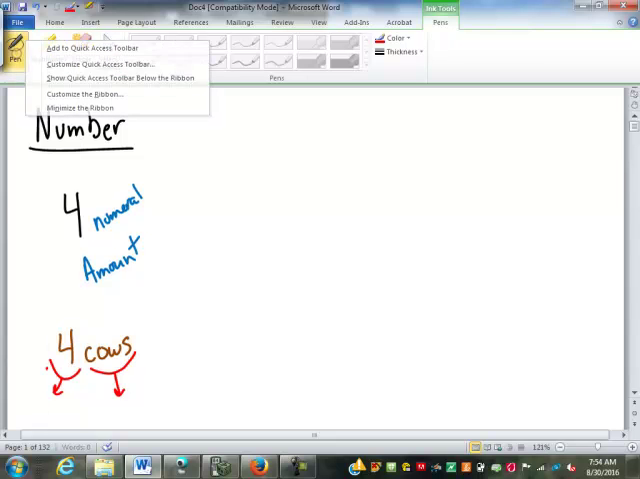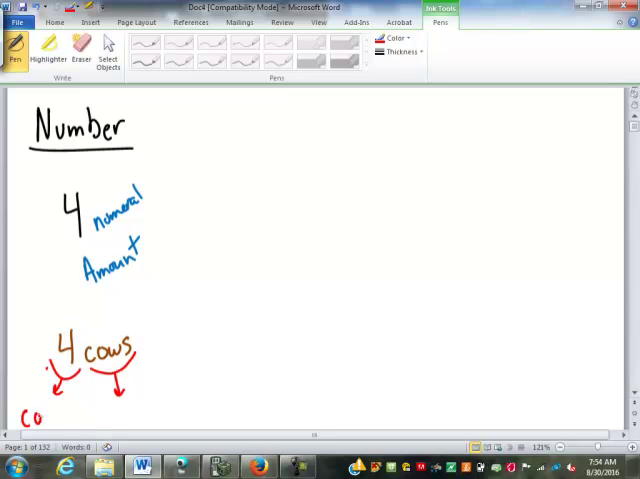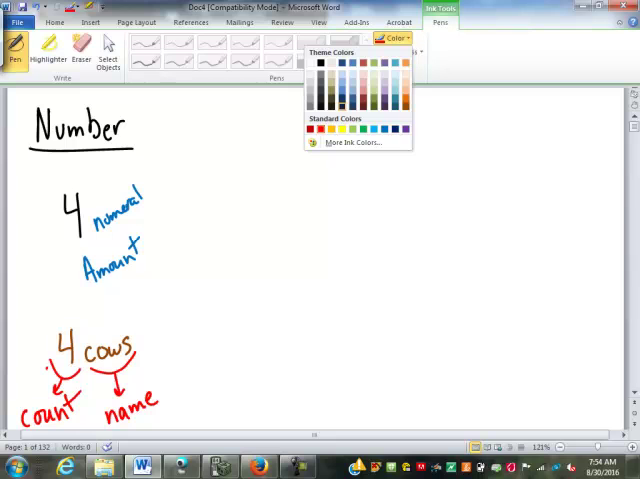The 4 is the amount, which tells us how many. I'm going to call that the count. The cows is the label here, which tells us of what. What is it we have 4 of? I'm going to call that the name. Makes more sense that way, right?